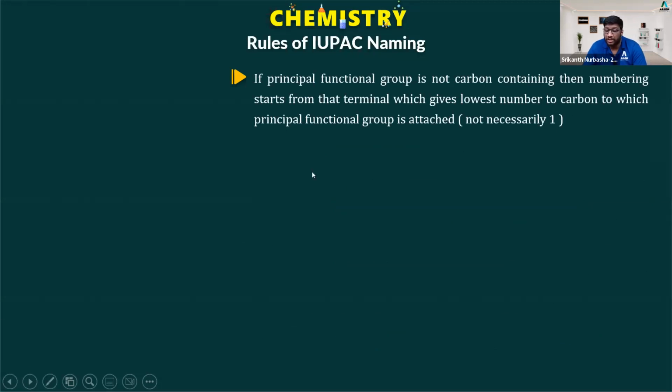If the principal functional group is not carbon containing, then numbering starts from that terminal which gives lowest number to the carbon to which a principal functional group is attached, not necessarily 1.